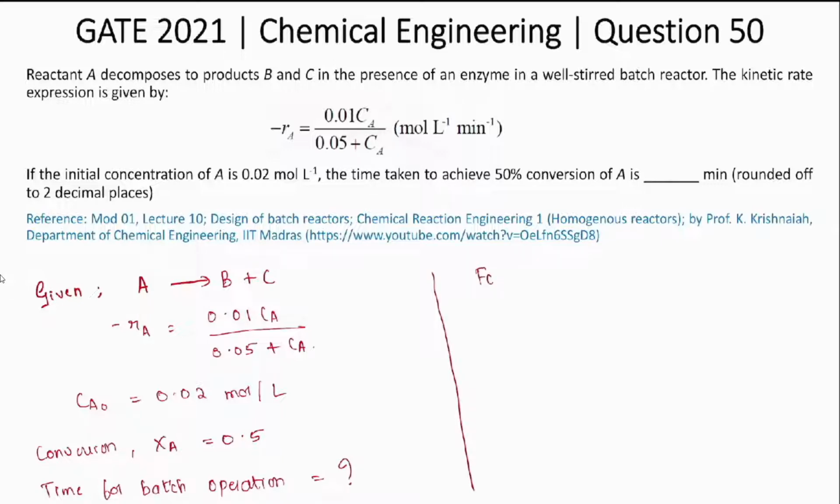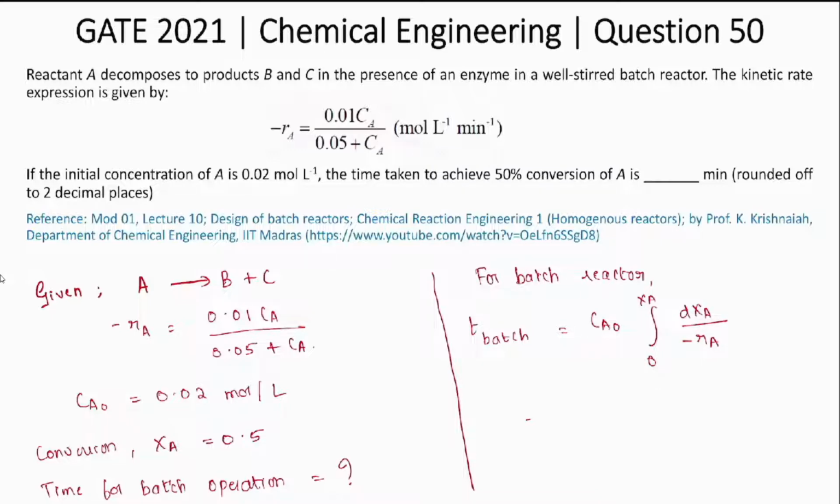Just as I said, we can directly solve this using the batch reactor design equation. So for a batch reactor, the design equation will be t batch is equal to Ca0 into the integral from 0 to Xa of dXa by minus Ra. So this is the basic design equation for a batch reactor.